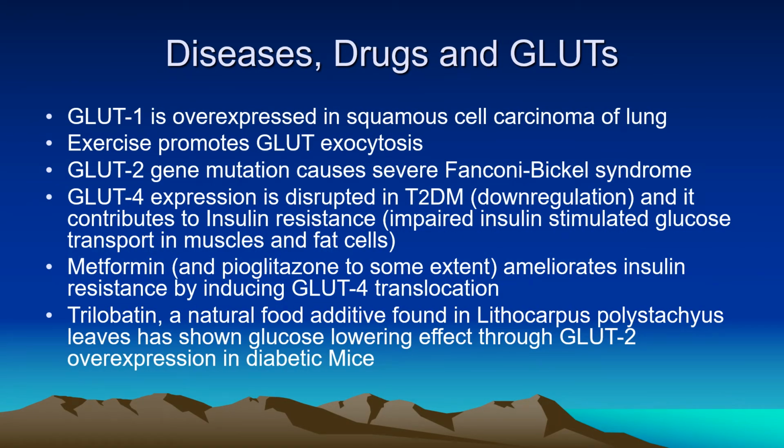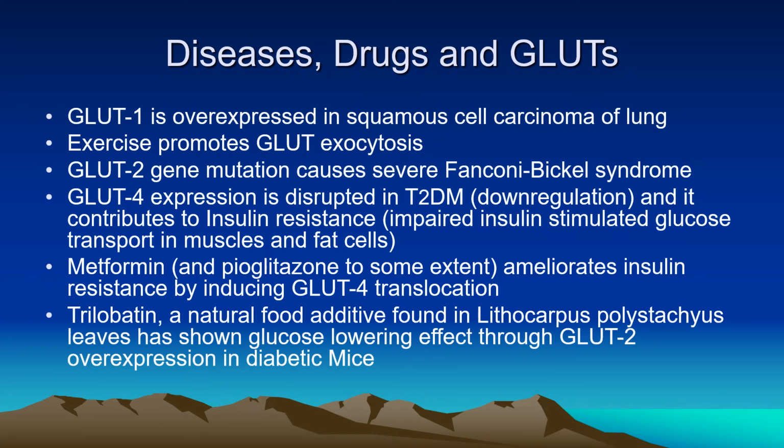Now, the alteration of the glucose transporters in diseases and by drugs. Some of the examples I am citing here, as the science is still evolving. GLUT1 is overexpressed in squamous cell carcinoma of the lung. Exercise promotes GLUT exocytosis. GLUT2 gene mutation causes severe Fanconi-Bickel syndrome. GLUT4 expression is disrupted in type 2 diabetes. It is said to be downregulated, and it contributes to insulin resistance.